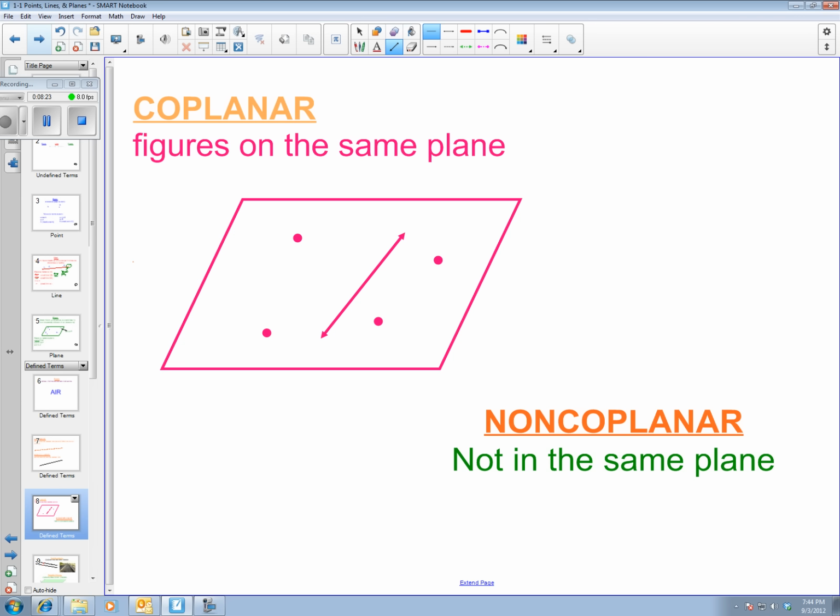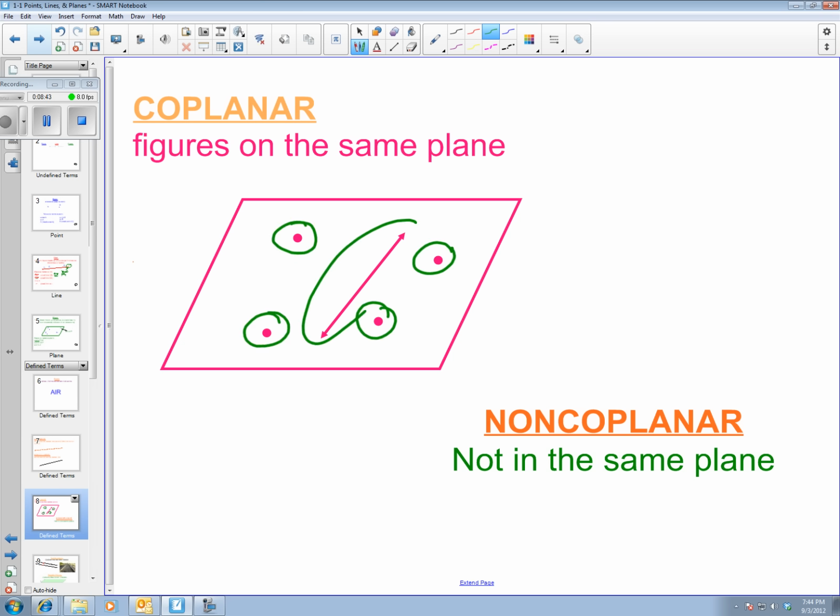Next is coplanar. Coplanar are figures or objects on the same plane. In this plane in our picture, we have a point, another point, another point, and a line. All of those objects would be coplanar. They are all on the same plane.